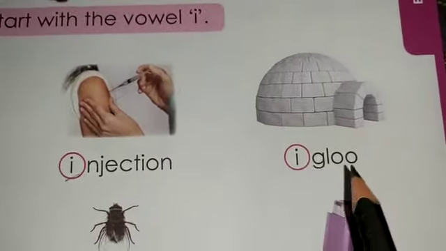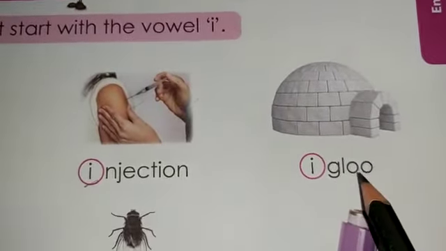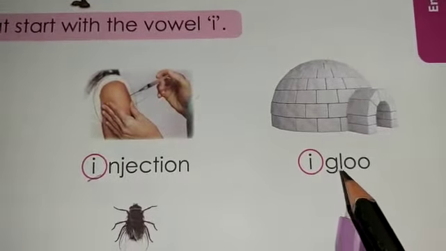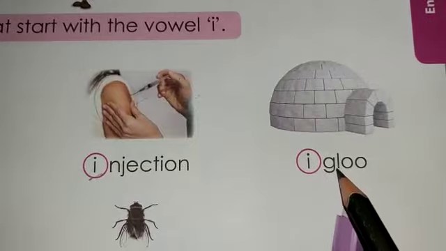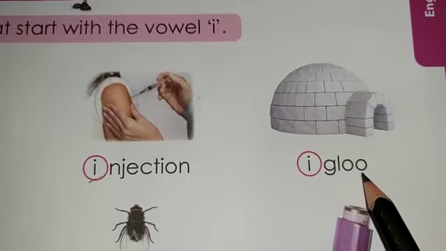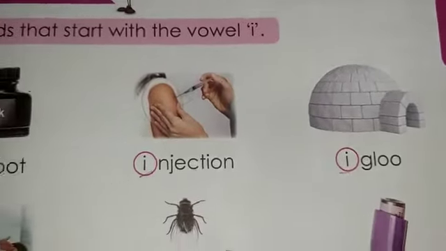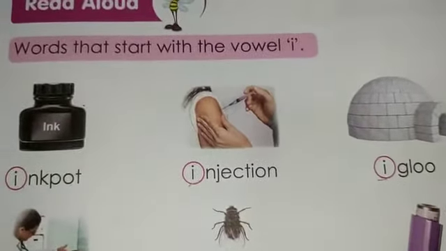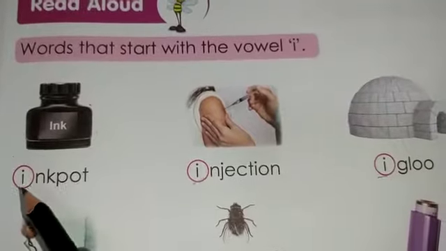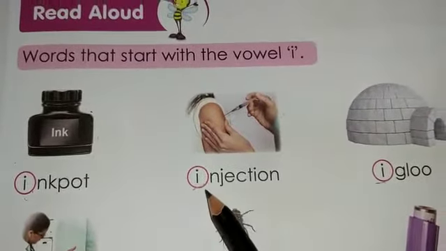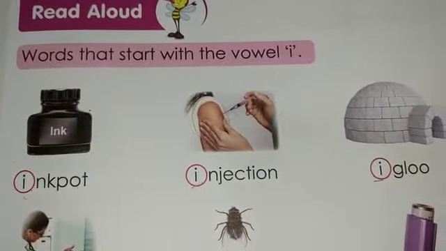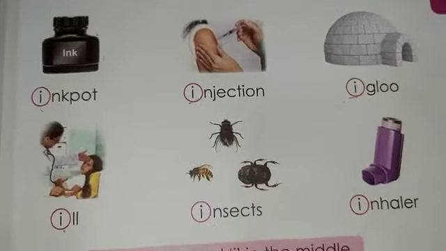What is this? Very easy. You have studied earlier. Yes, this is I for igloo. I-G-L-O-O. Igloo. Where do you find the vowel I? Here in the starting. So as you see, in all these 3 words we have studied till now, we can find vowel I in the starting of the word. Okay. Similarly, we are going to do a few more examples.